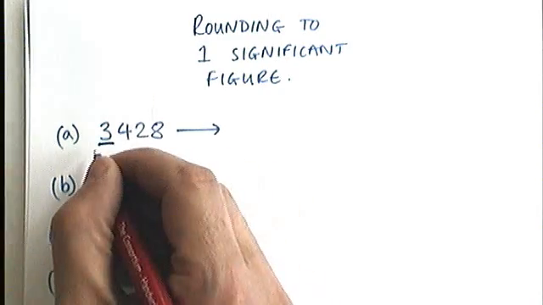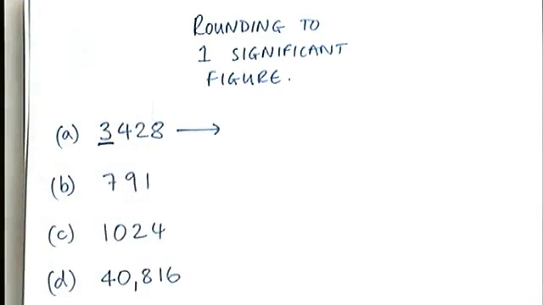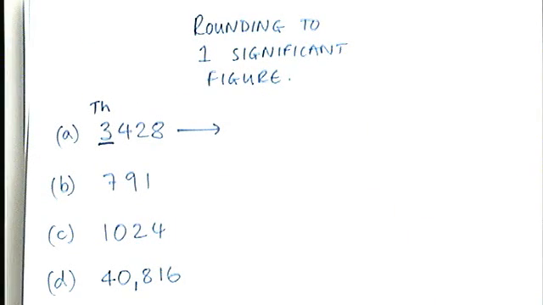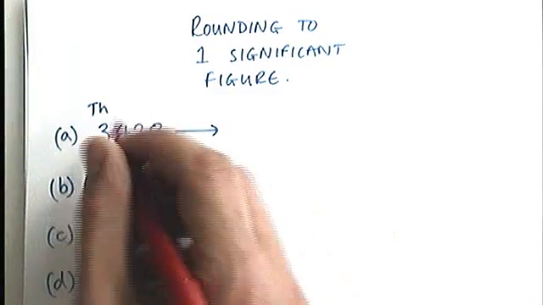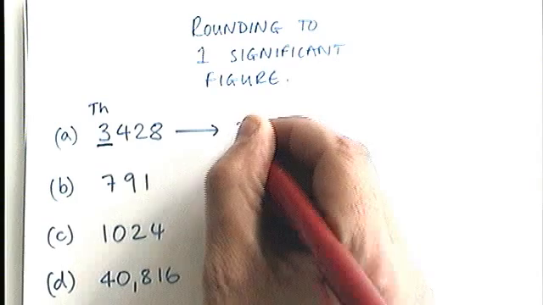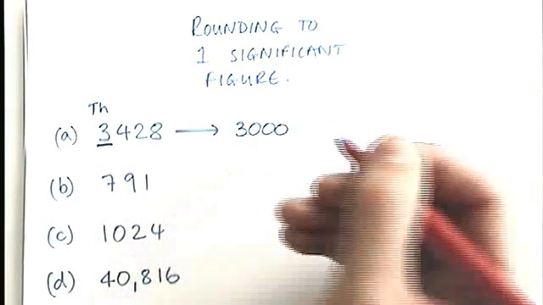And once you have identified your first significant figure, which is in the thousands column in this case, that tells you to round this number to the nearest 1,000. So if you round this to the nearest 1,000, is it closer to 3,000 or is it closer to 4,000? It's closer to 3,000, and you've done it.